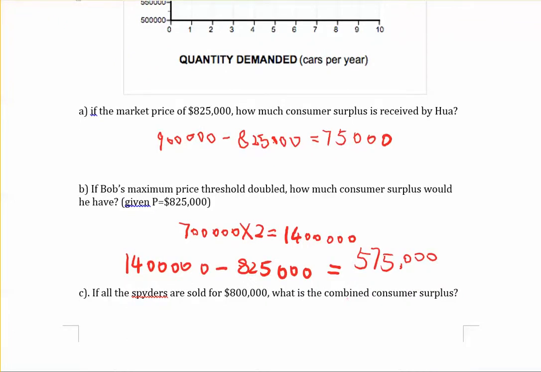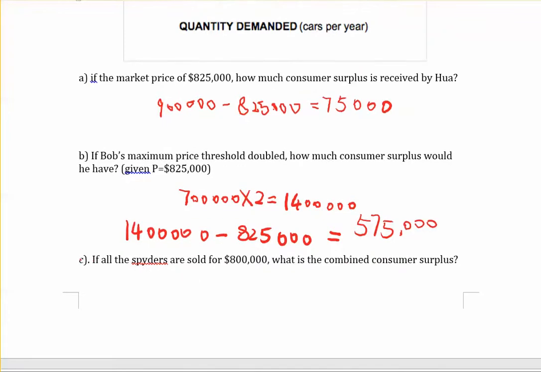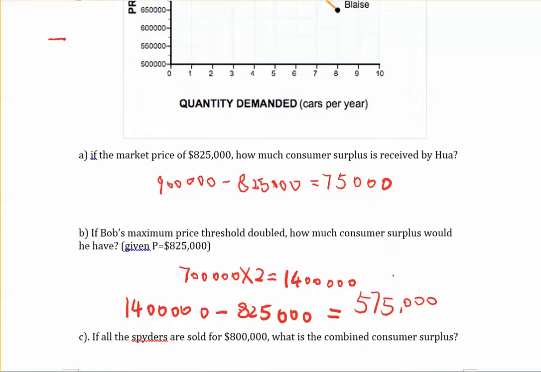Now the last question, question number C. If all the Porsches are sold for $800,000, what is the combined consumer surplus? So now we are not only considering one consumer surplus, but we consider the whole market. The first question you need to answer is, if the market price is $800,000, how many people can afford it?